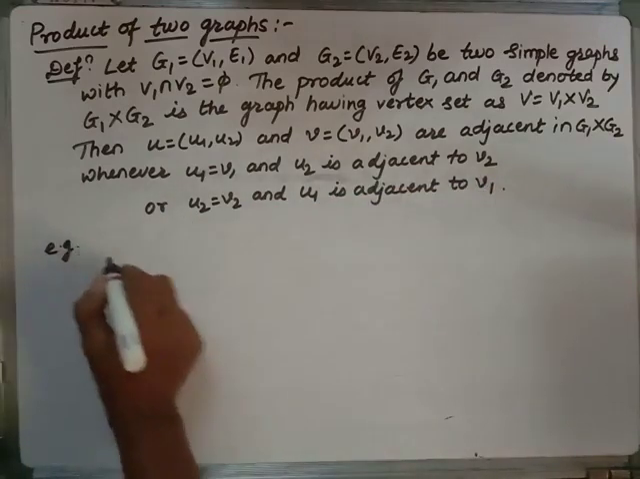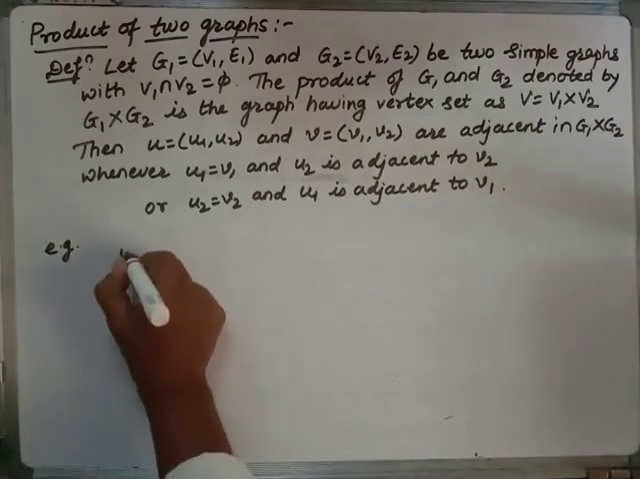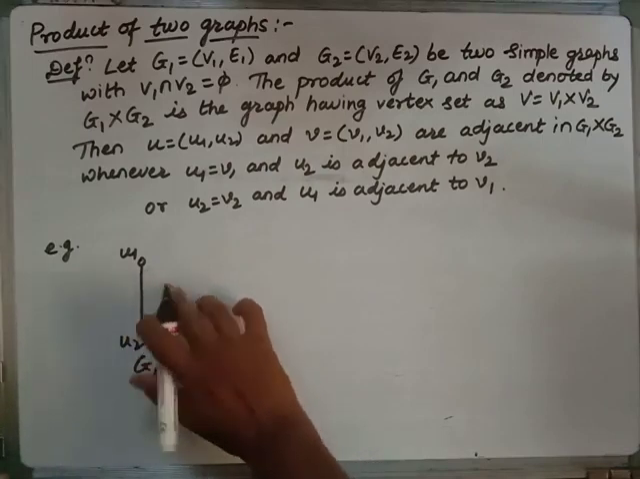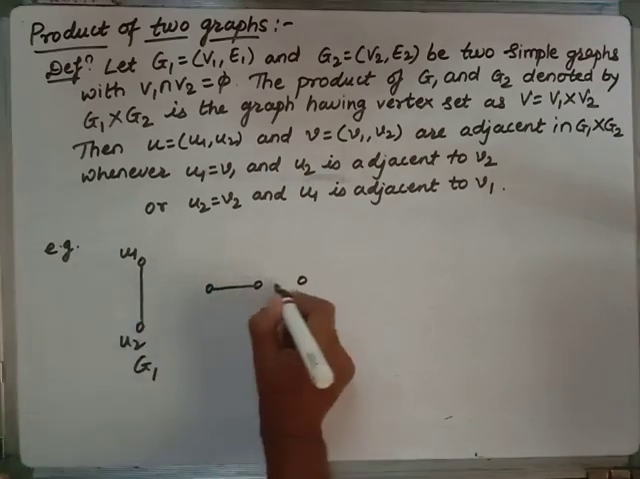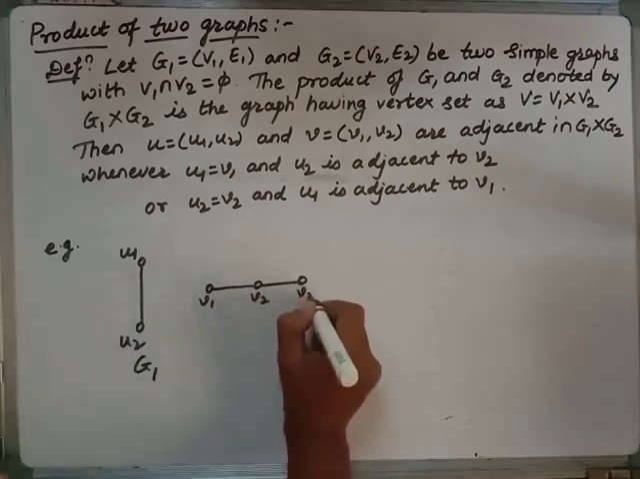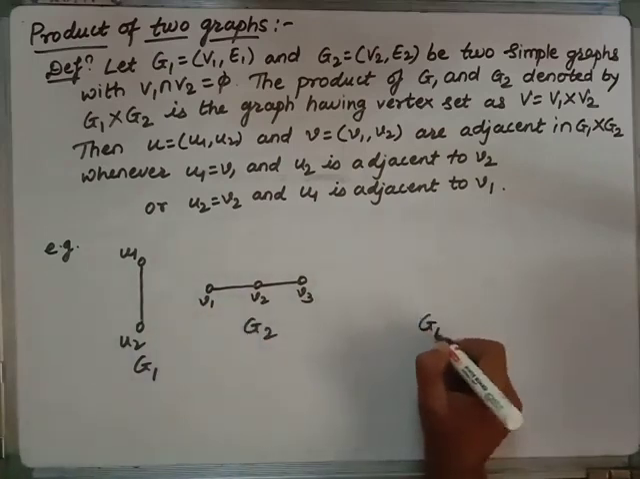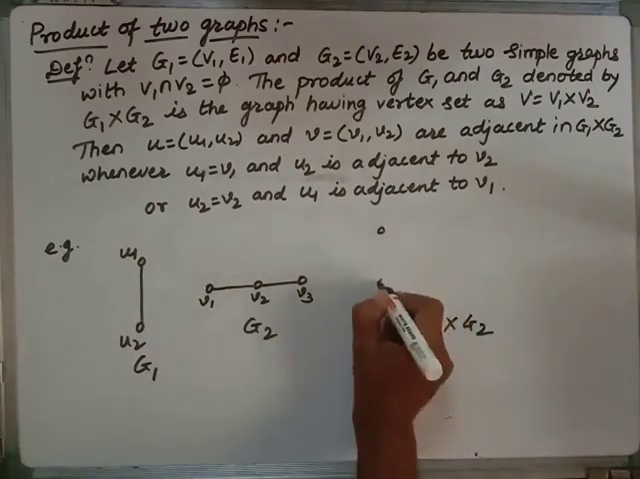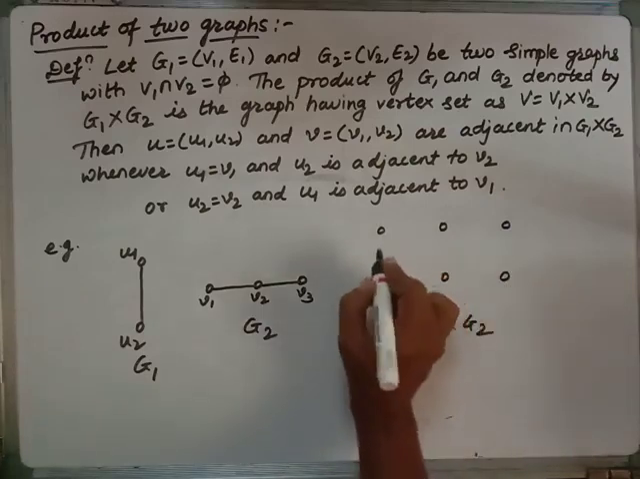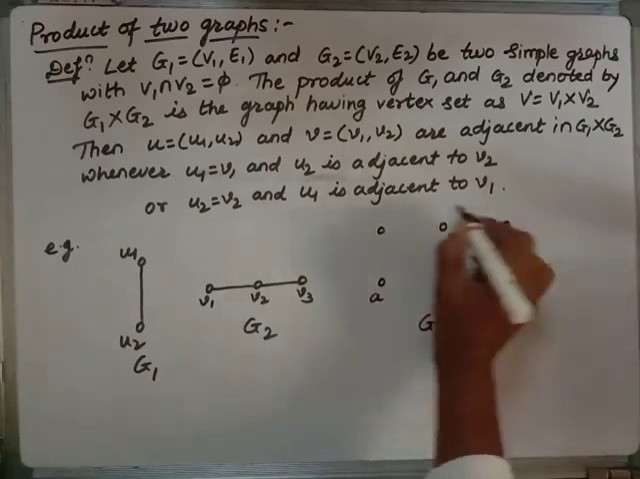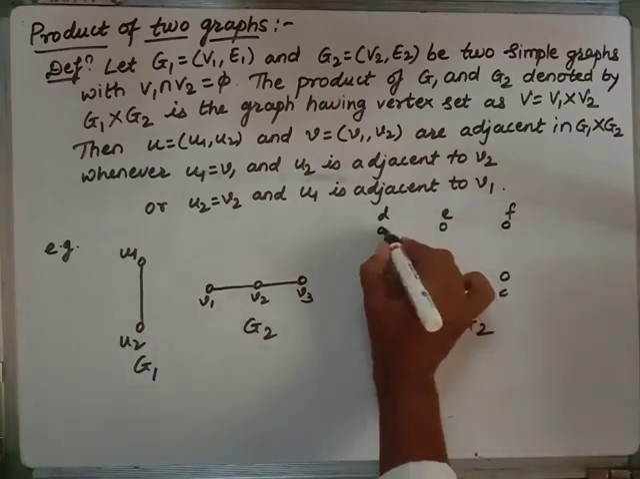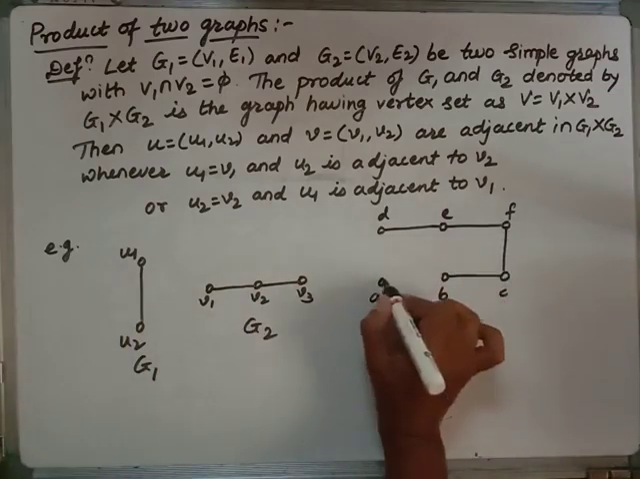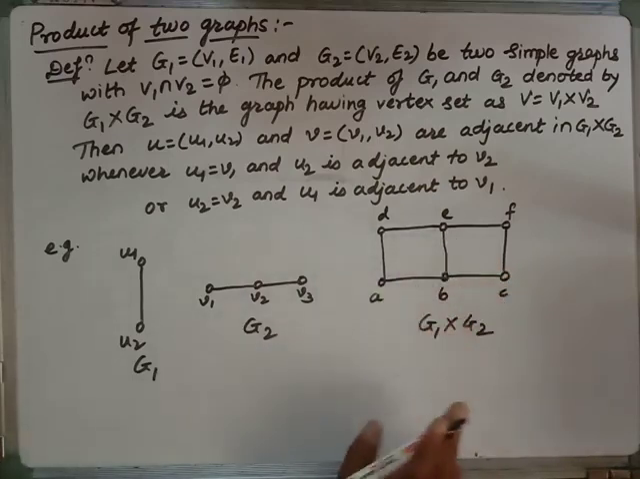Let's take an example. Suppose this is u1 u2 with an edge e6. This is graph G1, suppose. Or let's eliminate an edge. Suppose this is v1 v2 v3. Let it be graph G2. Then G1 cross G2, you know, here 2 vertices, here 3 vertices, so this must have 6 vertices, right? So A, B, C, suppose D, E and F. Now, and how many are the edges? Here these are as such. Edges will be as such.